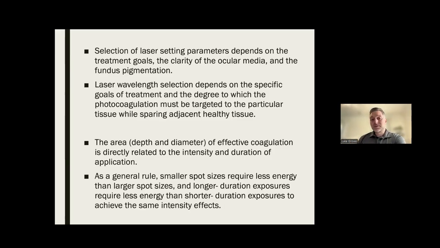All right, these make common sense, but they're just notes for you guys to read through. You want to select the parameters that align with your treatment goals. Your laser wavelength selection depends on the specific goals of treatment and the degree to which photocoagulation must be targeted. The area, which is a combination of your depth and diameter of effective coagulation, is directly related to the intensity.